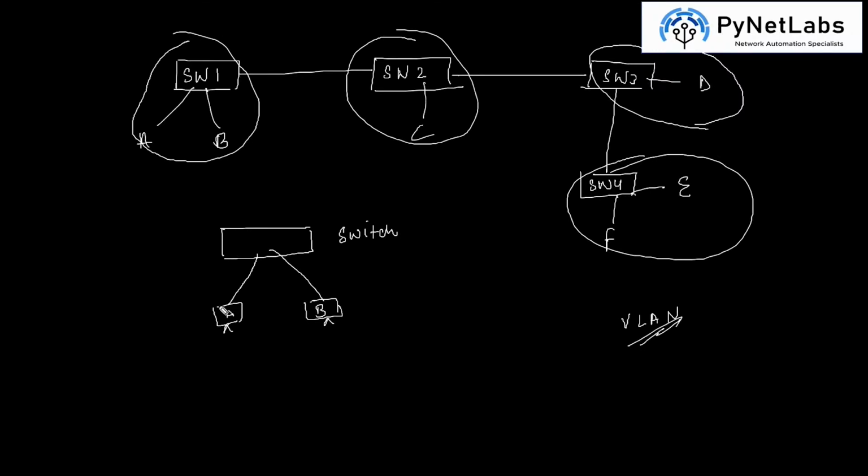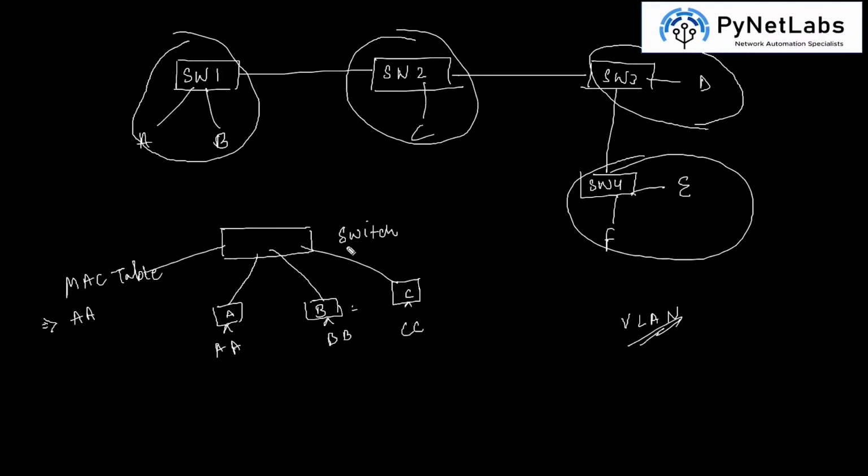So when A tries to ping or send data to B, in that case, the switch will record the MAC address of A in its MAC table. Let's assume double A is the MAC address of A and double B is the MAC address of B. Now when the switch receives the packet from A, let's just create another PC here with a MAC address double C.